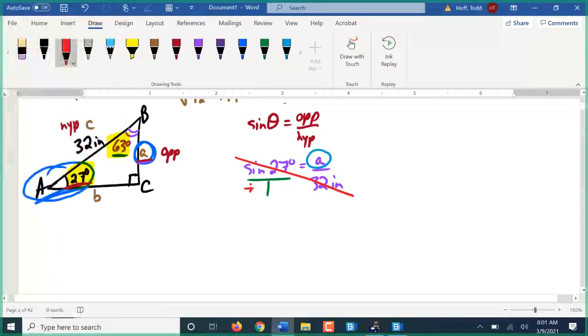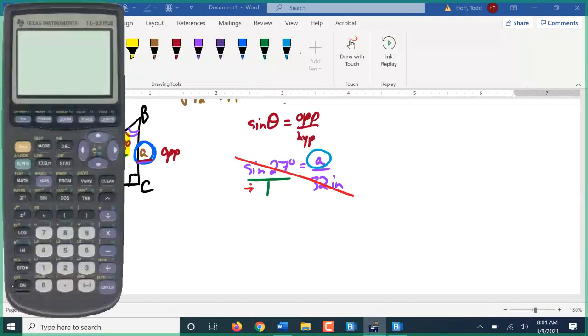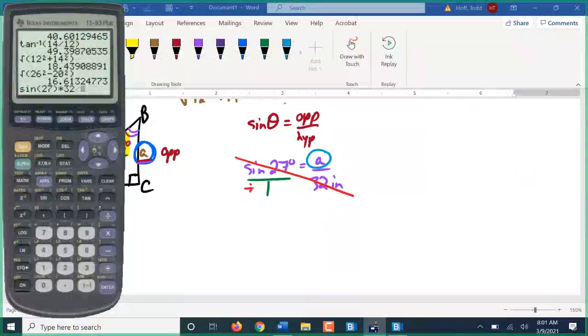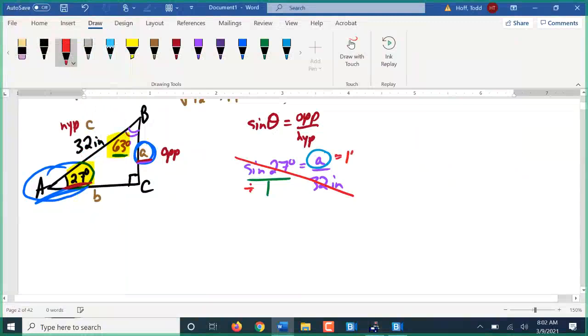So on my calculator, I do sine of 27, close the parentheses, times 32, and divide by the 1. I get 14.53. Now, very important there, sine 27, I had to close that parentheses before I multiplied by 32. On most calculators, it's very important to put in that close parentheses. So A is 14.53. So A here is 14.53 inches.